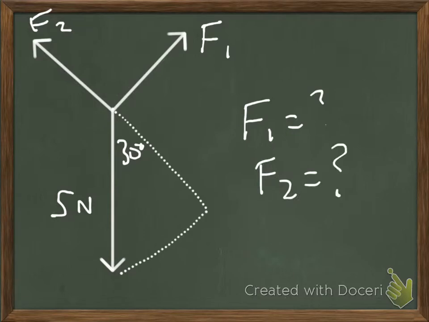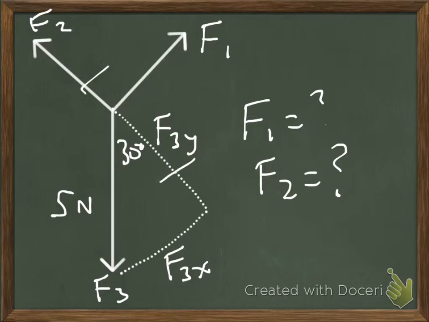Well, the reason we did that trick is because we know that those two forces are the opposite of the components here. So let's call that vector in the bottom F3, so that we can give names to the other components. We'll call that one F3y, the y component of F3, and that one F3x, the x component of F3. Those components are equal and opposite of F1 and F2. So F3y is equal to F2, and F3x is equal to F1.